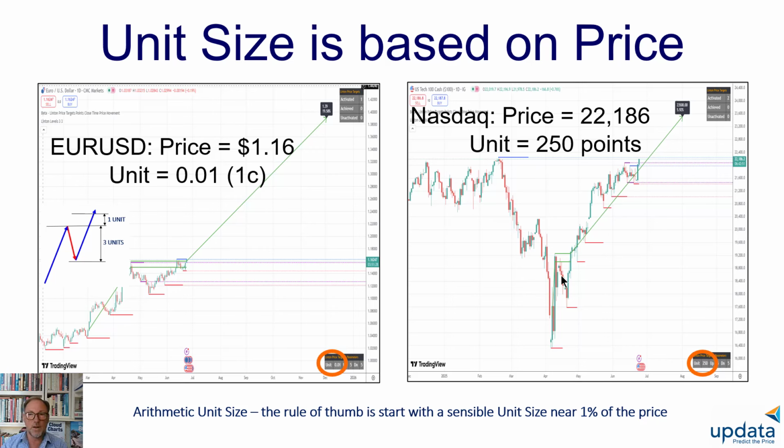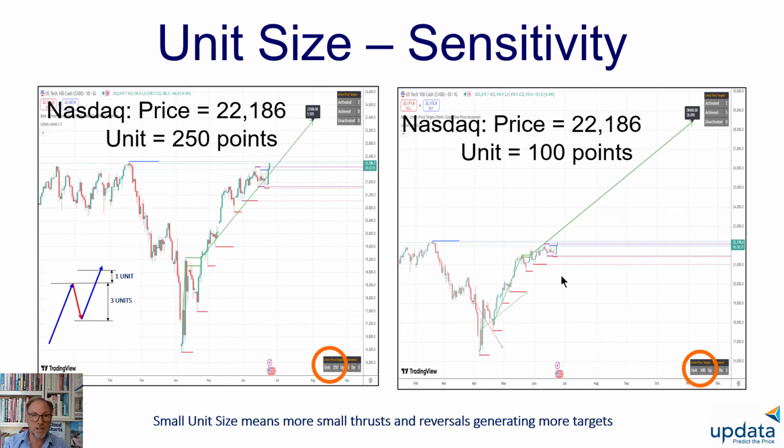But it's all pre-configured for you, and I'll explain the configuration settings to you, but this just shows you the difference between what you can do. So then we think about unit size variation, not across instruments, but on the same instrument. So here we see on the NASDAQ, a unit size of 250 points means that we need to pull back by 750 points, and we need to break higher by 250 points. Here, it's only 100 points, and now we're getting different targets.